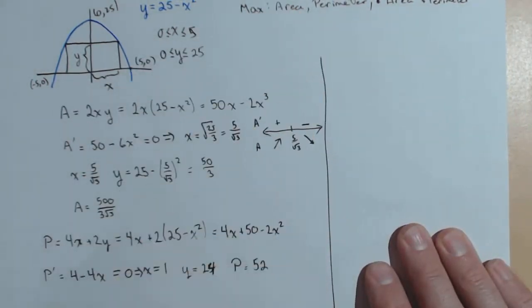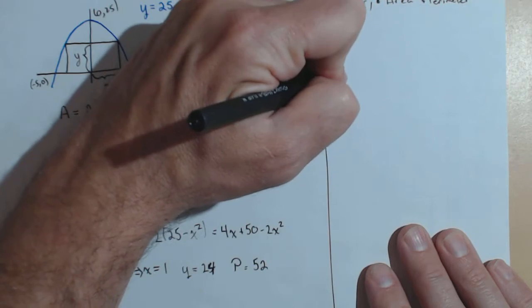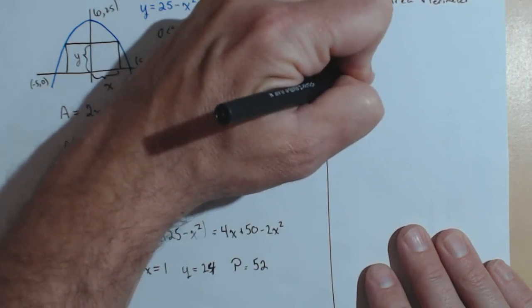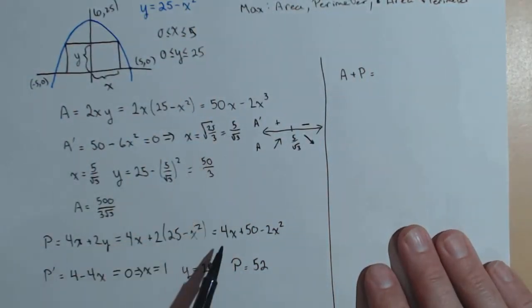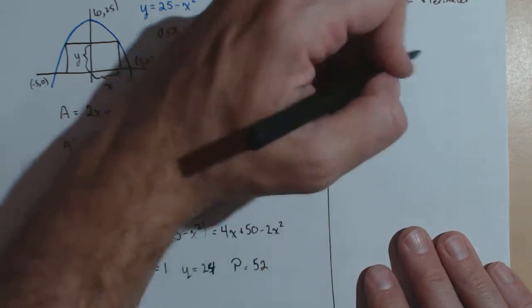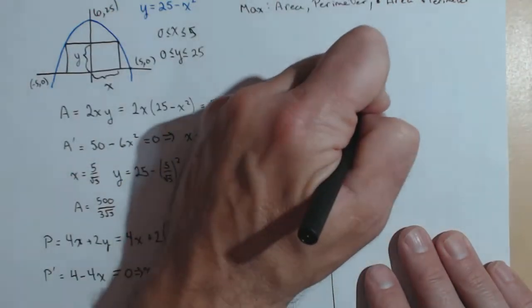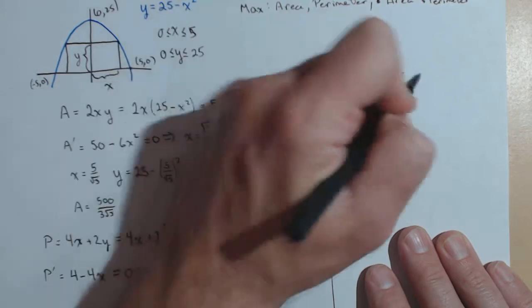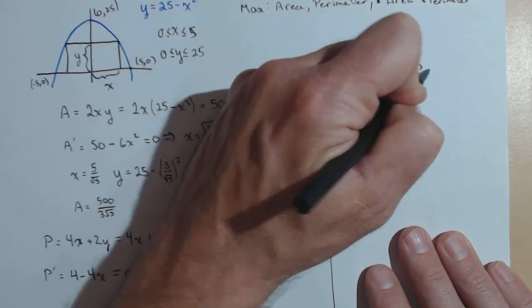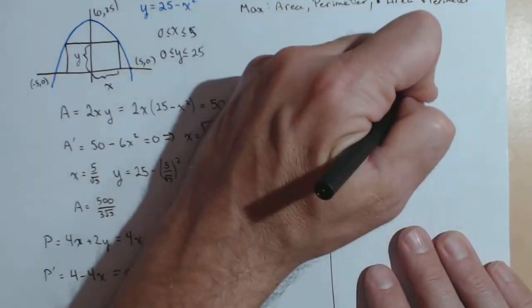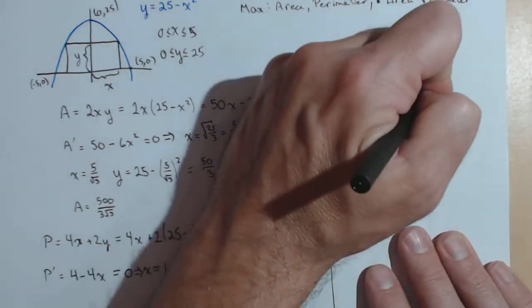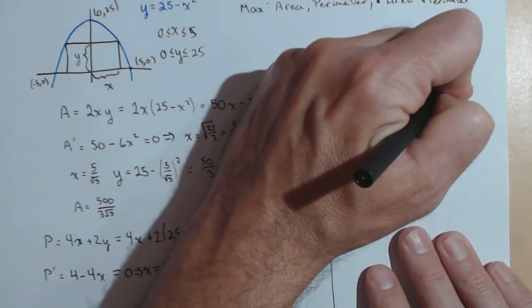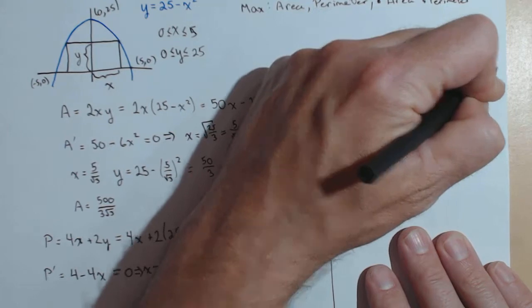Okay, lastly, they wanted us to maximize the area plus the perimeter. Well, we already found the functions in terms of x, so let's just add those together. For area, it was 50x minus 2x cubed. And then for perimeter, plus 4x plus 50 minus 2x squared.